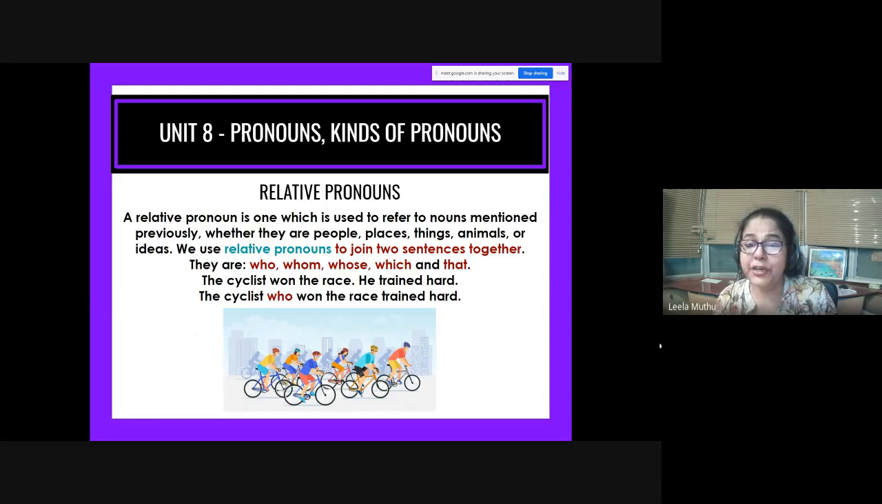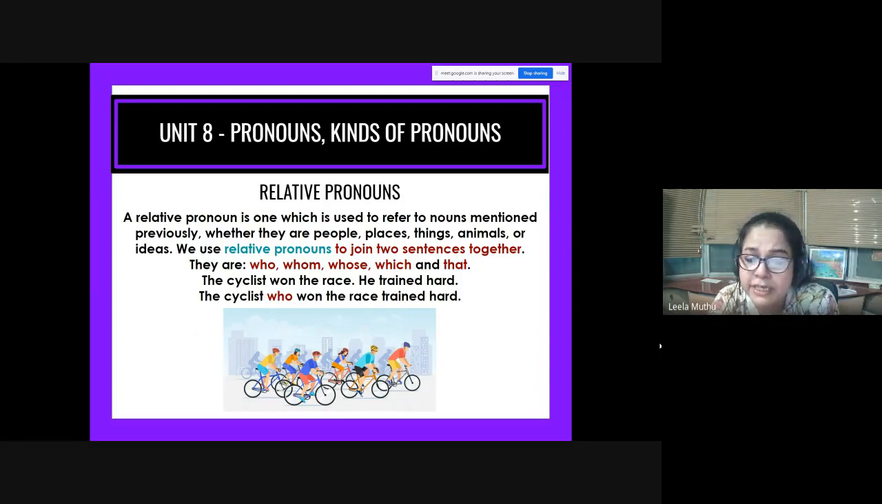lot when we talk. So relative pronouns are being used all the time because sometimes we say sentences which are related to each other. So instead of saying the sentences separately as two separate sentences, we join them together using relative pronouns. Let's see how we do this.